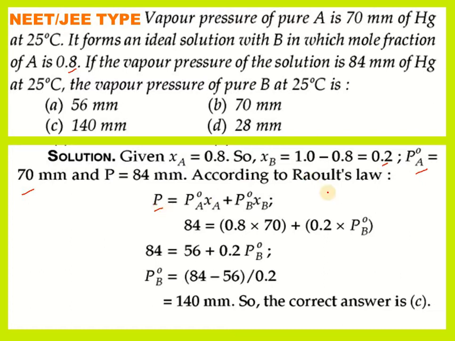So we don't know what P0B is. That is substituted in this formula. After that, the P0B value becomes (84 minus 56) by 0.2. So finally we got 140 mm Hg. That is the correct answer for this question. So option C is the right option.